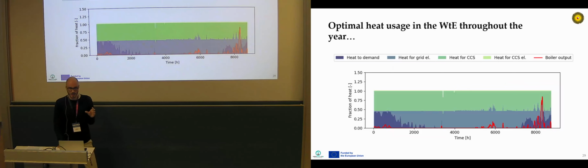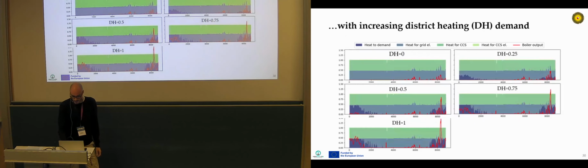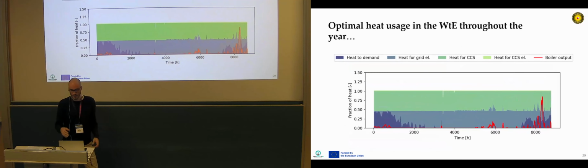Now here you can see some of the results. We ran the optimization, and here you can see the optimal heat usage in the waste-to-energy facility throughout the year. You can see in different colors the different end uses of the heat of the waste-to-energy plant. In dark blue, you have the heat that goes to the district heating demand. In light blue, you have the heat that is used to produce electricity, which is then sold to the grid. In green, you have the heat that goes to the MEA, so the heat for the CCS. And then in light green, you have the heat for electricity production for the CCS.